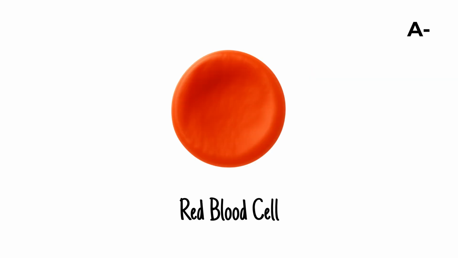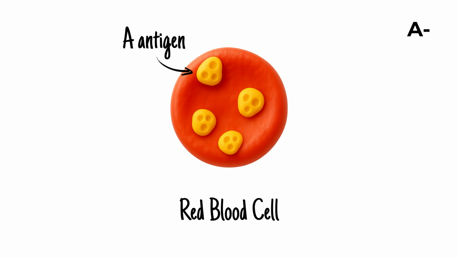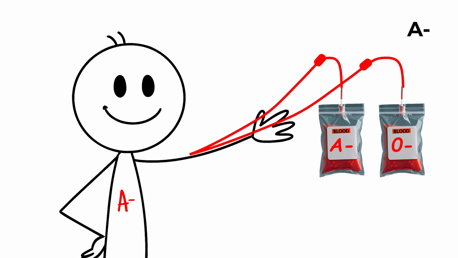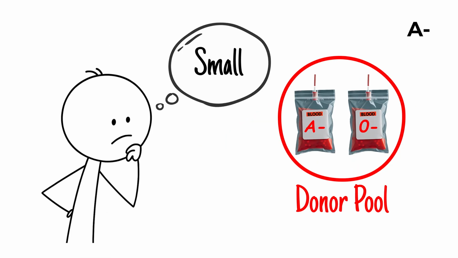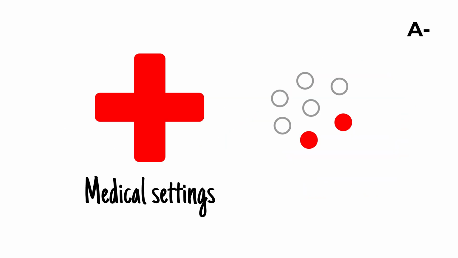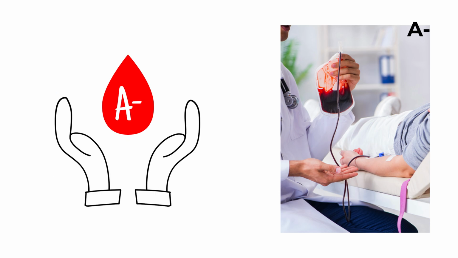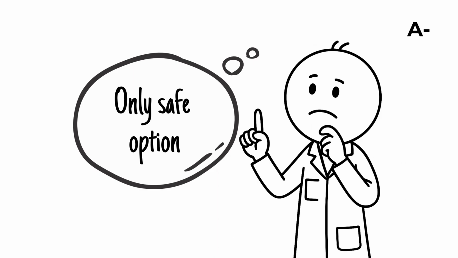A negative is among the rarest blood types, found in less than 2% of the world's population. Its red blood cells contain the A antigen but lack the RhD factor, which limits transfusion compatibility. People with A-negative blood can only receive donations from A-negative or O-negative donors, making their compatible donor pool quite small. In medical settings, this scarcity gives every A-negative donation special importance. Sometimes it's the only safe option for a patient in need.